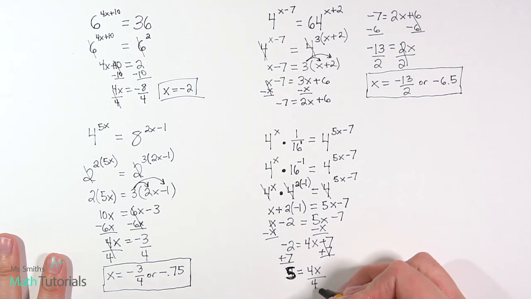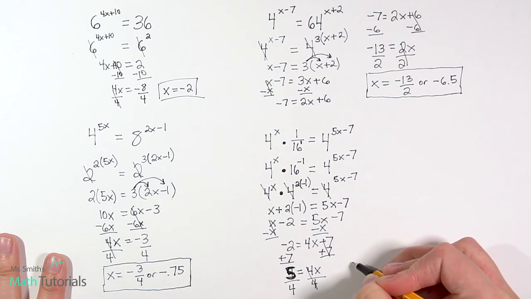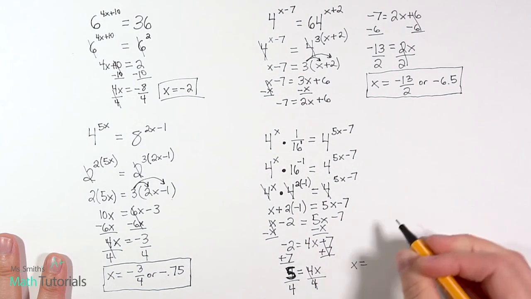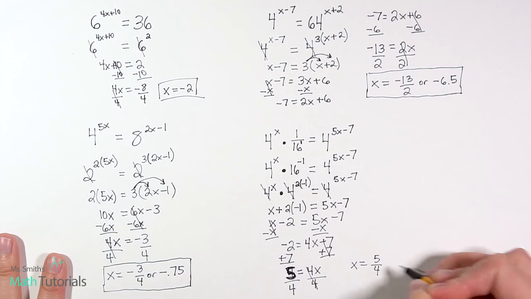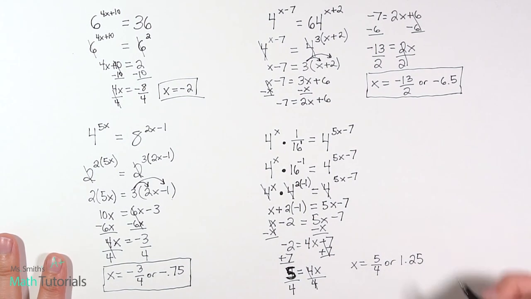Divide by 4. And we've got a final answer of x equals 5/4. Or, if you like the decimal version, 1.25.